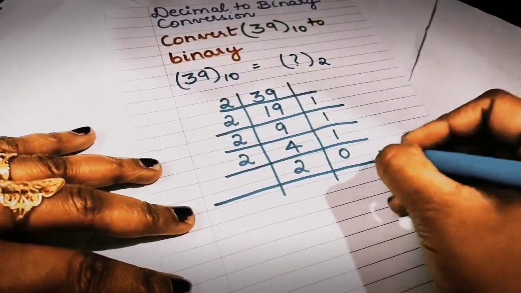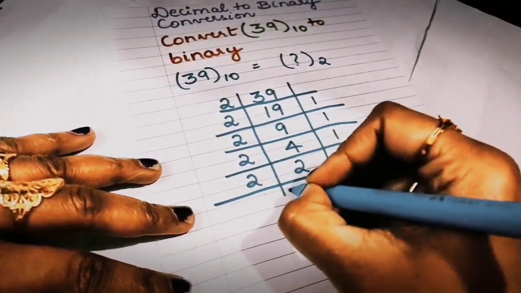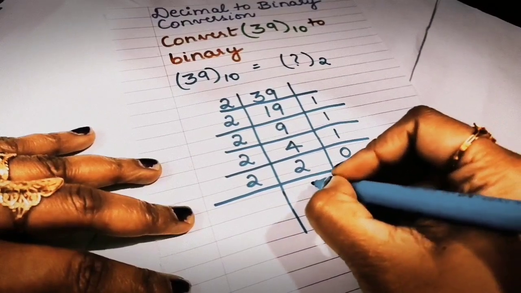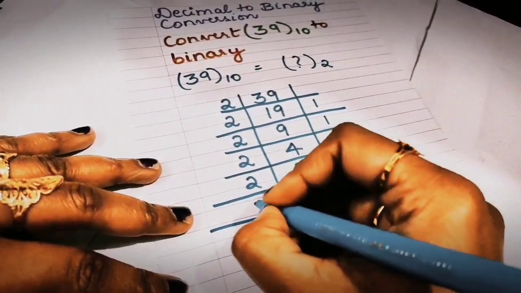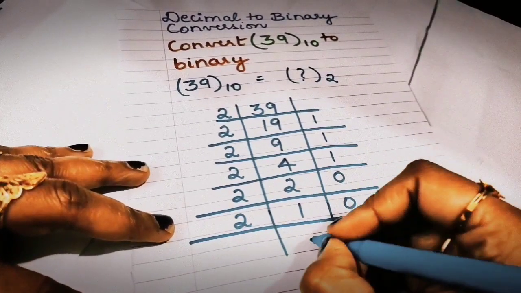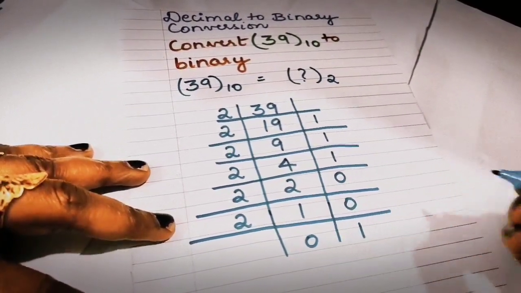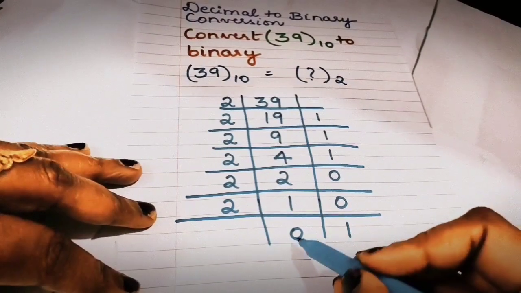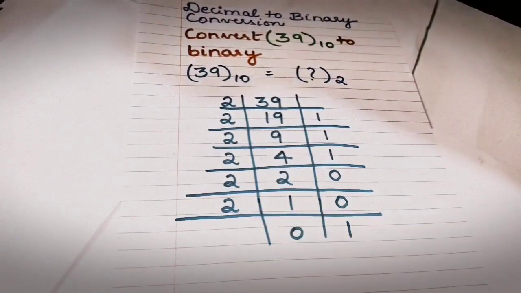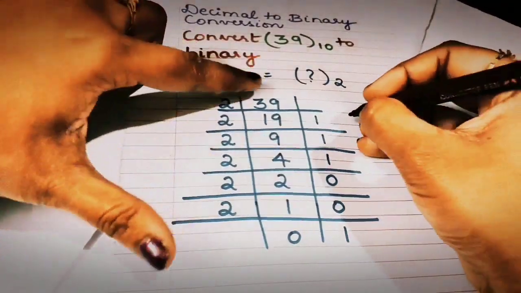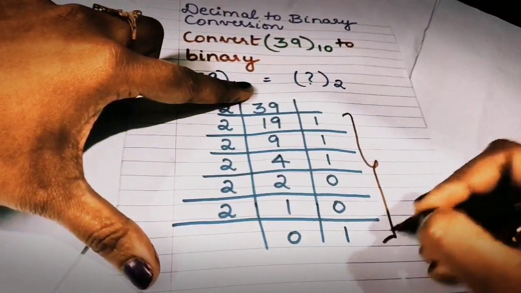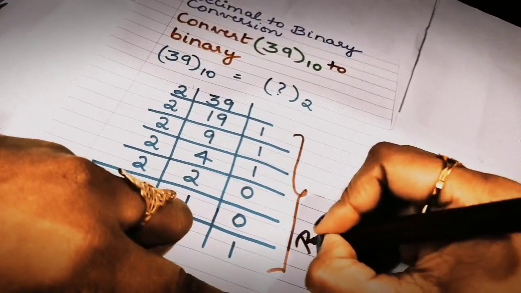2 divided by 2 gives the quotient as 1 and remainder 0. 1 divided by 2 gives the quotient 0 and remainder 1. So this process of repeated division is to be performed until the quotient becomes 0. Now we have the remainders in the last column.